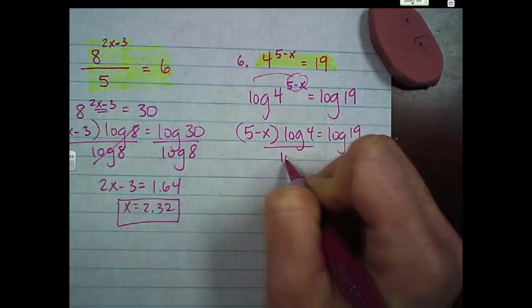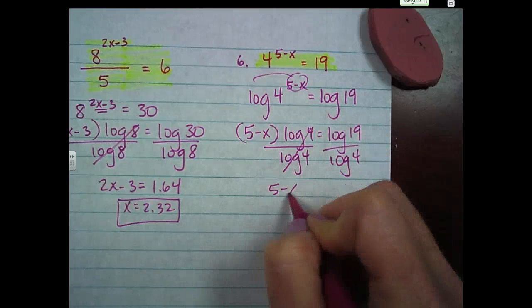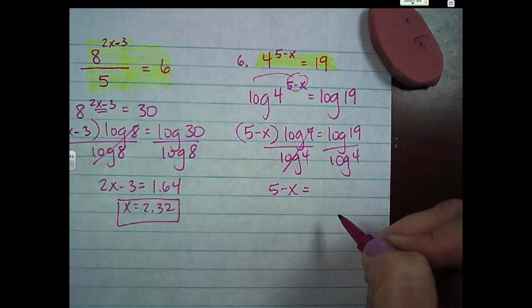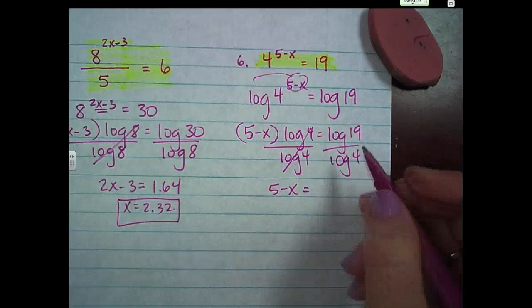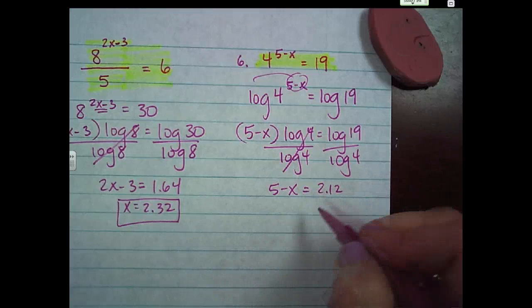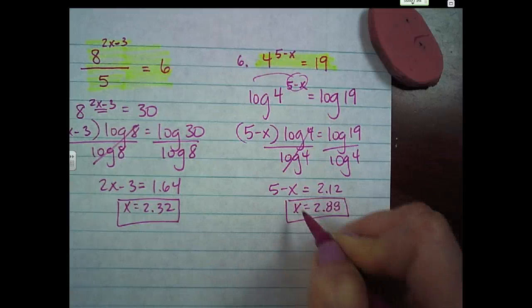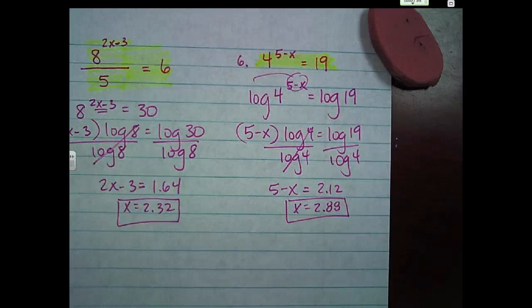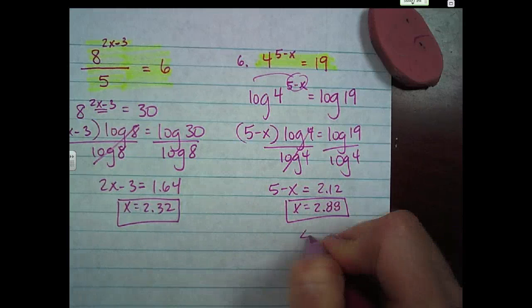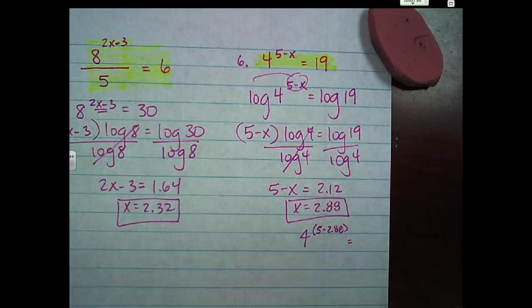Divide both sides by log 4. So 5 minus x now equals approximately 2.12. You're going to subtract 5 and change the sign, so you get 2.88. And you can check it for reasonability. Plug it back in. All you have to do in your calculator is 4 raised to the power of 5 minus 2.88. Make sure you get almost 19.